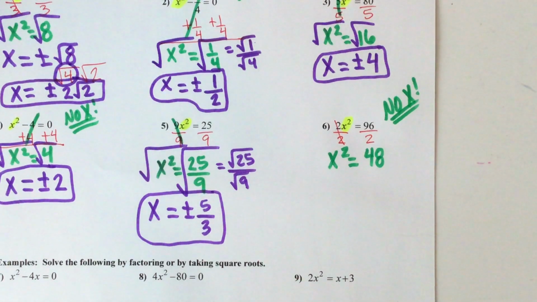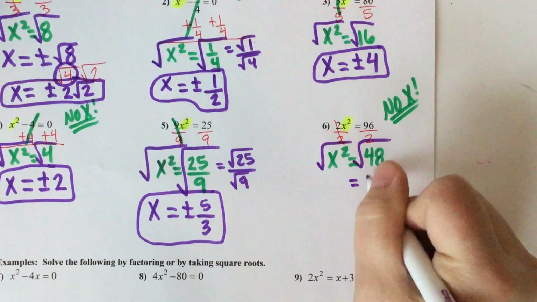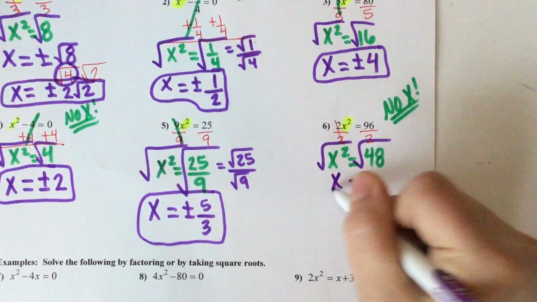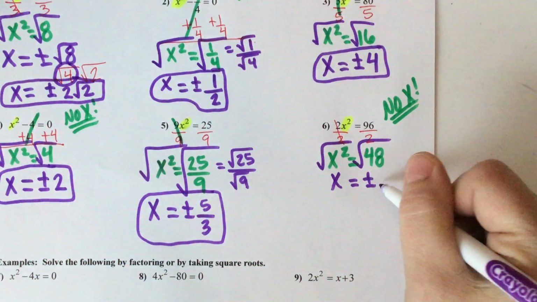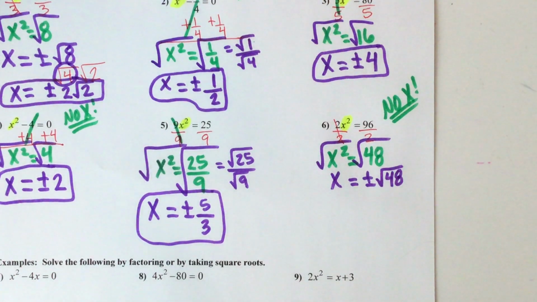Okay, so once x squared is by itself, you square root both sides. You slap down your plus minus. On the left side, the squared and square root cancel, leaving x. And then is 48 a perfect square? Nope. So that means you can't take the square root of it and get anything pretty. So we're going to try to break it down.